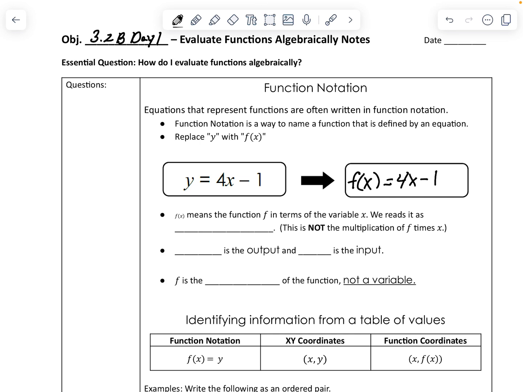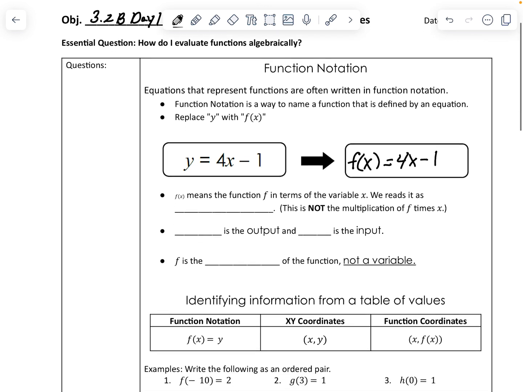F of x means f in terms of the variable x. What it reads as is f of x. This is not the multiplication of f times x. F of x is the output and x is the input. F is the name of the function, not a variable.